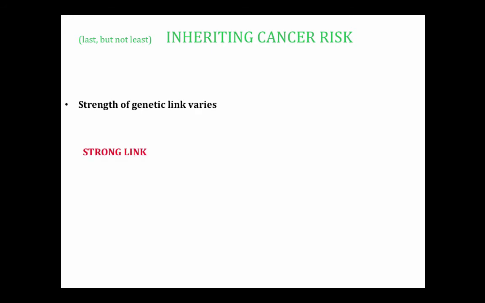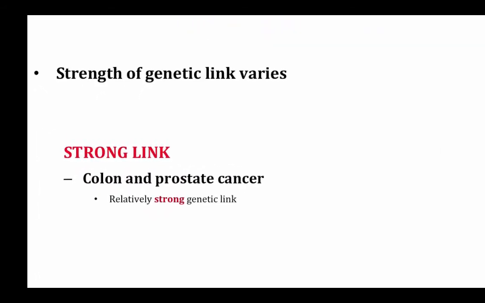You can have a strong link between the gene and the disease. For example, in colon and prostate cancer, there appears to be a relatively strong genetic link. So, for example, if you look at your family tree and you see a large number of individuals getting colon and prostate cancer before they turn 50, that suggests a strong genetic link.